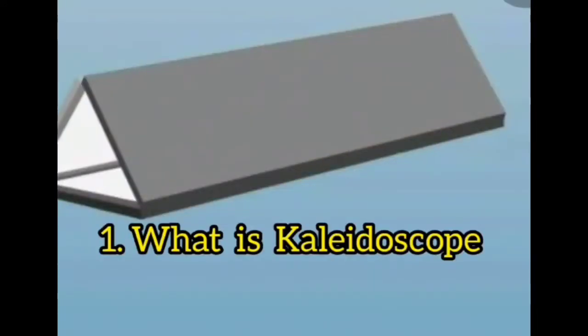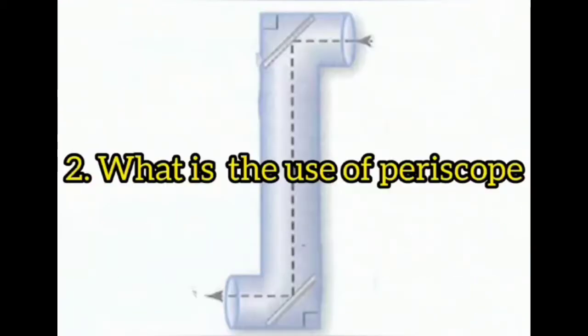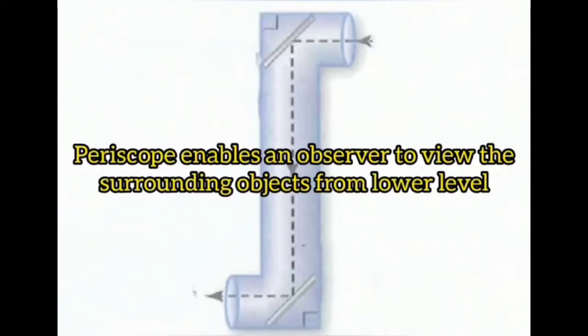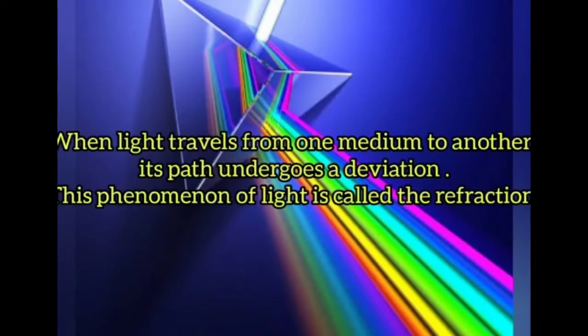What is kaleidoscope? Kaleidoscope is a tube containing mirrors and pebbles creating beautiful patterns. What is the use of periscope? Periscope enables an observer to view the surrounding objects from lower level. What is the refraction of light? When light travels from one medium to another, its path undergoes a deviation. The phenomenon is called the refraction.